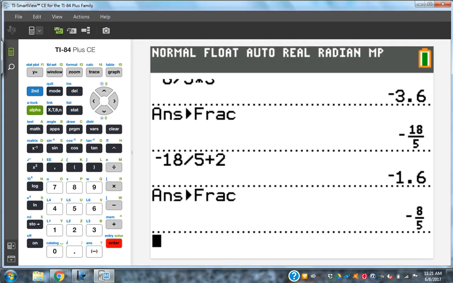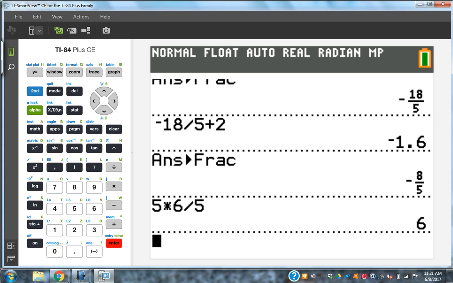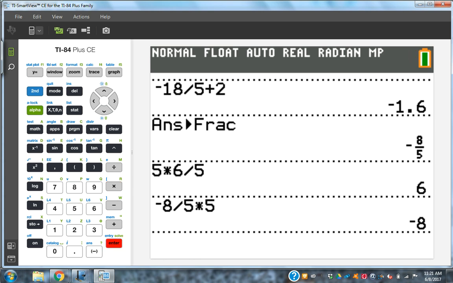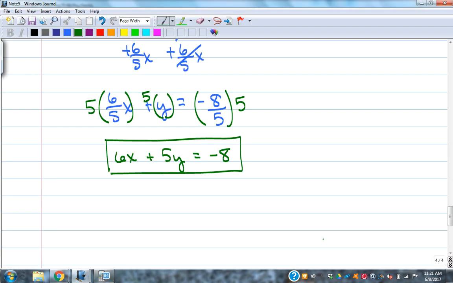If I'm unsure of that, 5 times 6 over 5, 6, and then negative 8 over 5 times 5 is negative 8. That's where I'm getting that stuff. Just multiplying those two together. Okay, and there we have standard form now, no fractions.